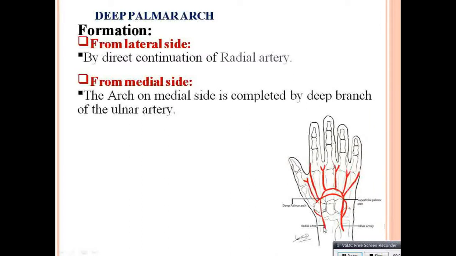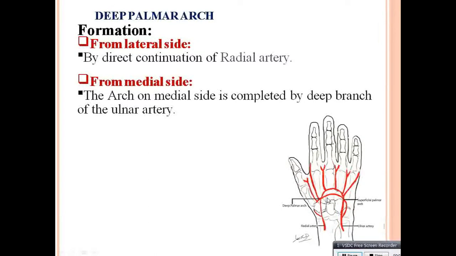Whereas the radial artery, before going to the posterior aspect, gives a branch, and that is the superficial palmar branch that reaches the anterior aspect of the hand, and that joins with the main ulnar artery to form the superficial palmar arch. So we have discussed two arches.